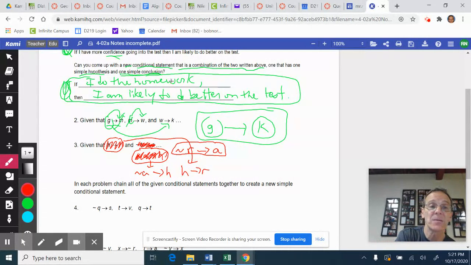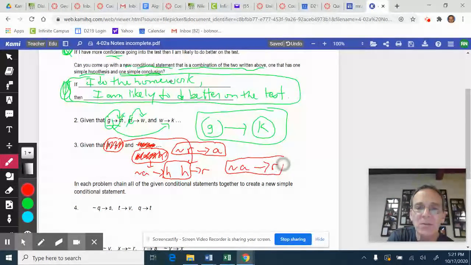But once I place this statement after the first one, now you can see there's a common link between these two conditional statements. There's the domino in the middle, right? So not A topples H, but then H topples R. And so not A leads to R. That is a good answer to this question.